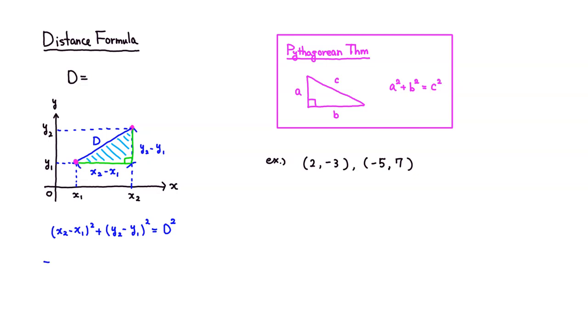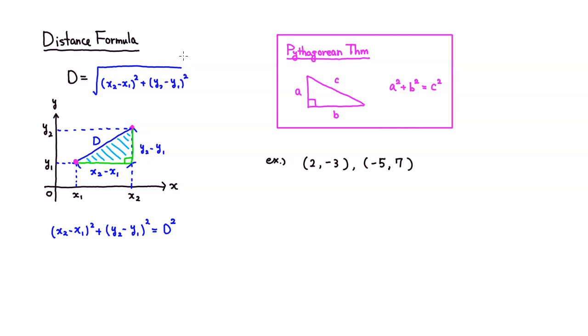I'm going to go ahead and take the square root. If you take the square root of this, d is going to be the square root of the quantity x2 minus x1 squared plus y2 minus y1 squared. So this is the distance formula.